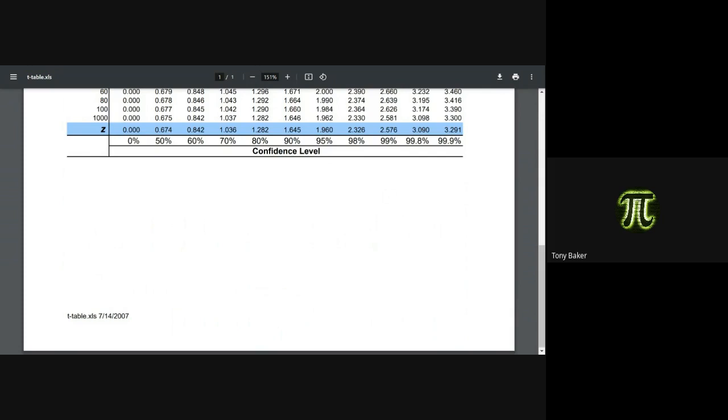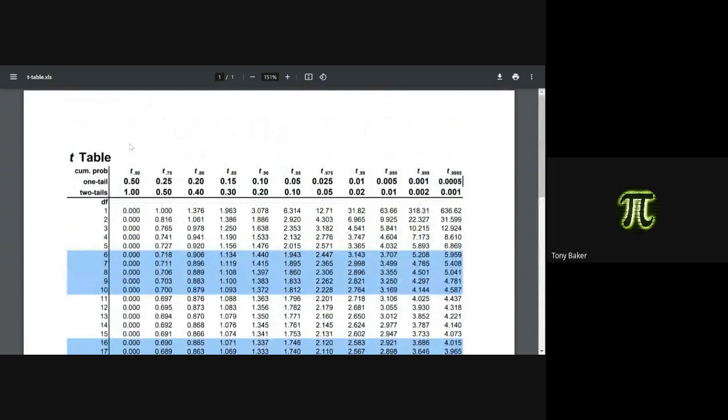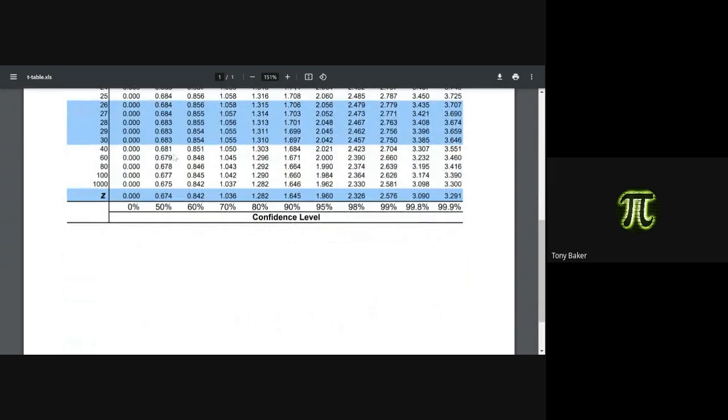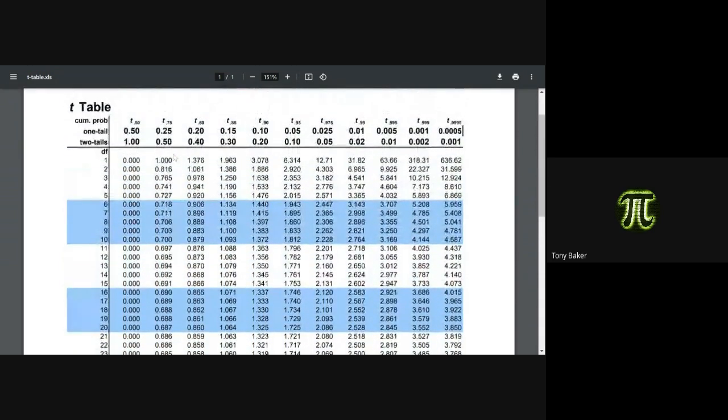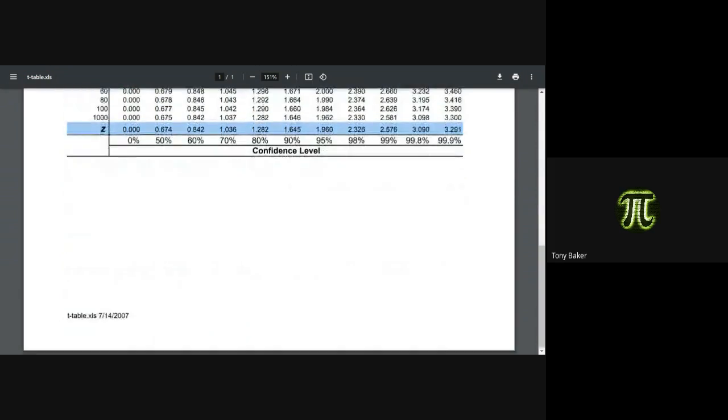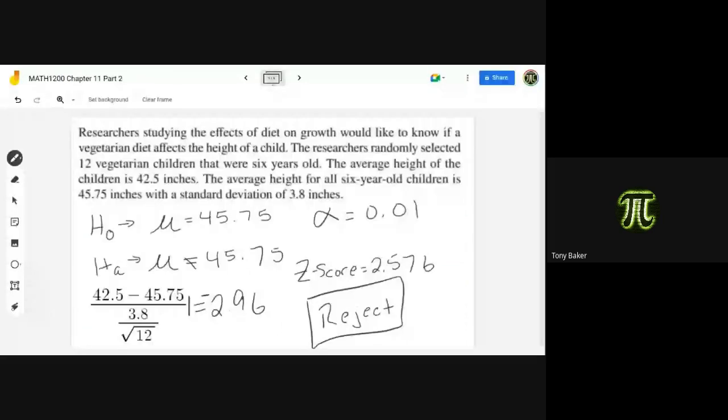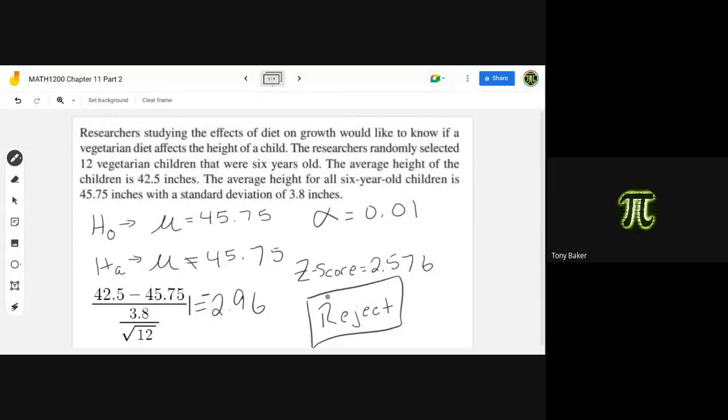Say that again. Your t-table has the z-scores at the bottom. Yeah. So we look for our significance level, which is 0.01, and then we just go to the very bottom, and that's my z-score. So 2.576 is my z-score there. The number that I have is outside of positive to negative 2.576 because it's at negative 2.96. So we are rejecting the null hypothesis.